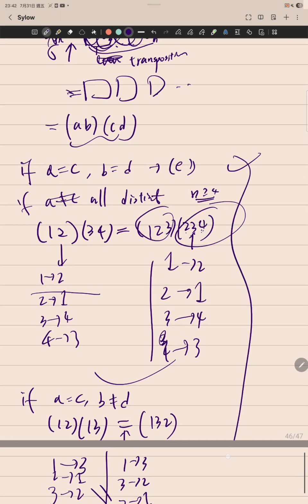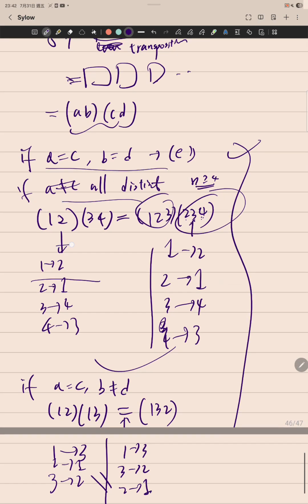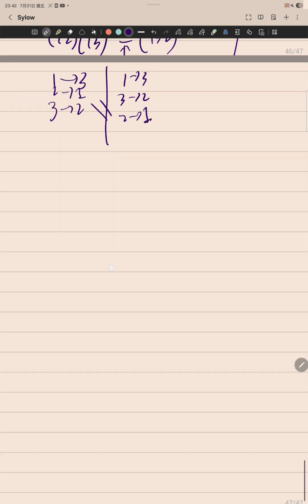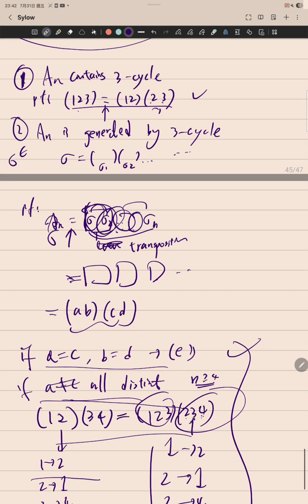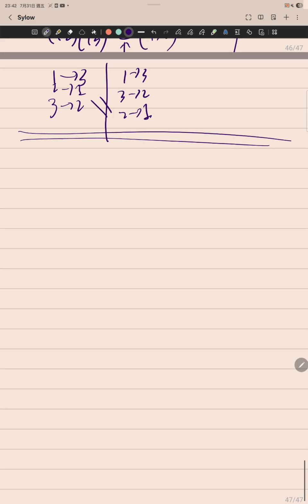Okay, so let's finish the proof. These are all possible cases, right? Either all distinct, they have one common, or they have 2 common. Okay, so we have proved that A_n is generated by 3 cycles.